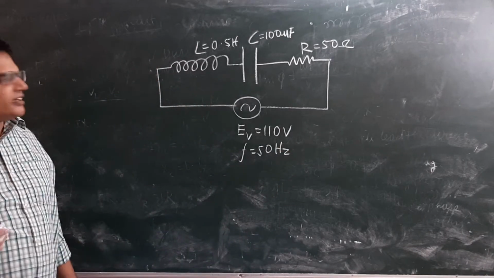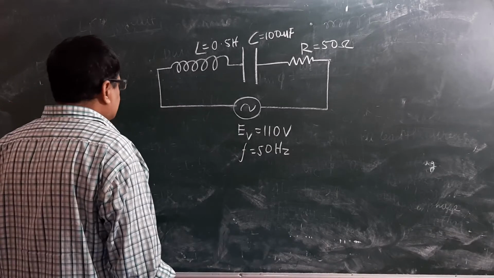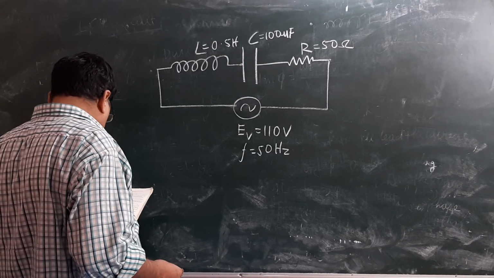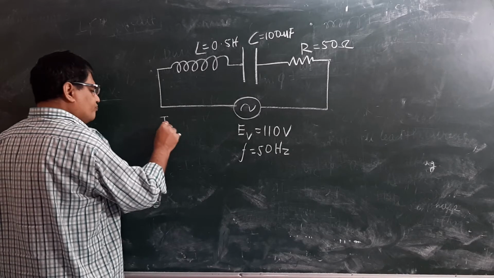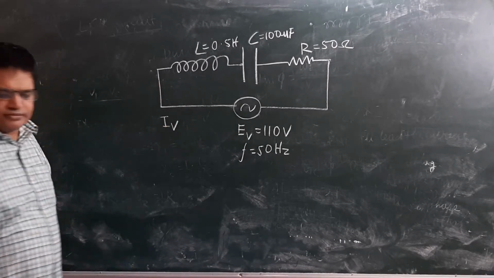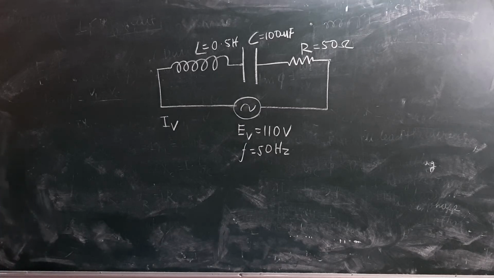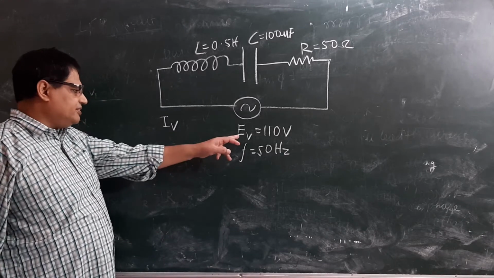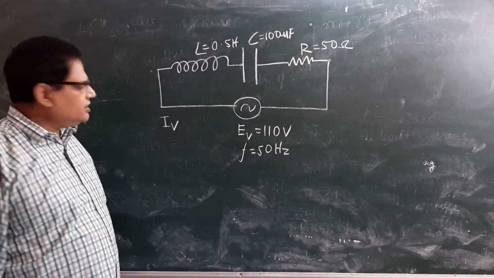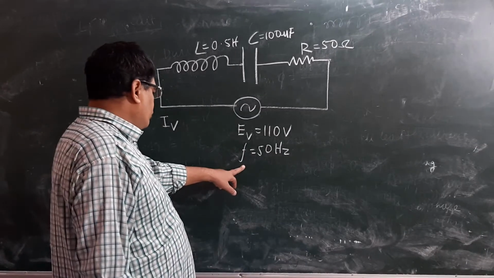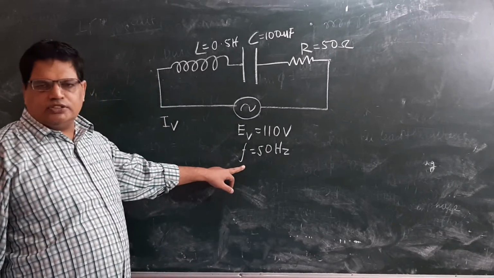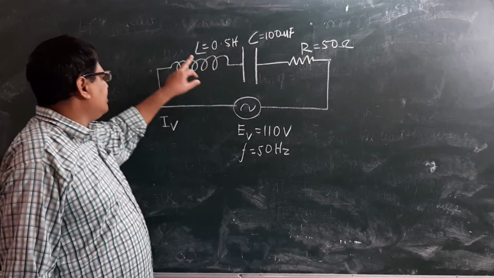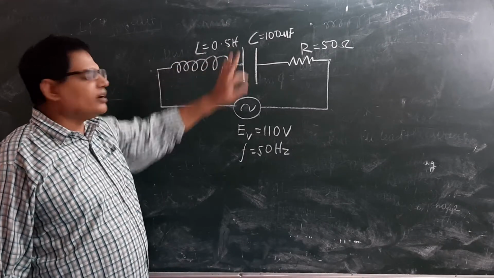So these are the quantities that are given to us, and based on this we are required to calculate the RMS value of the current, that is IV, the virtual value of the current. And how do you find the virtual value of the current? EV is given to us, we should know the impedance. Since the value of frequency is given, we can find out the value of omega, because we know that omega is equal to 2 pi f. We know the value of L, we know the value of C, so we can determine XL and we can find out XC.